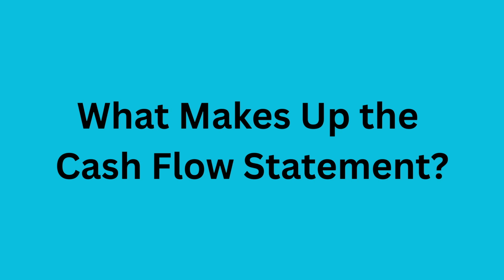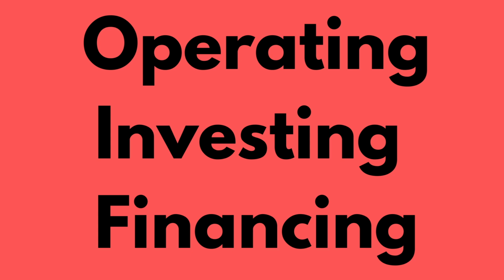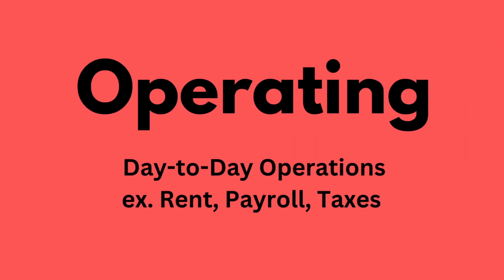The cash flow statement has three main sections: operating, investing, and financing activities. Here's what goes into each one. Operating activities. This is cash from your day-to-day operations, things like cash received from customers, payments to suppliers, rent, payroll, and taxes. This section adjusts net income for non-cash expenses and changes in working capital, but more on that later.